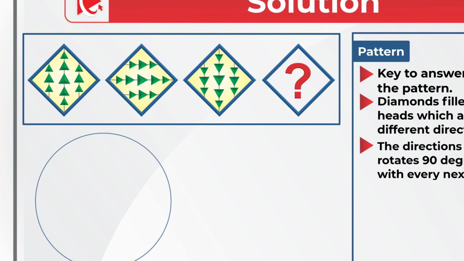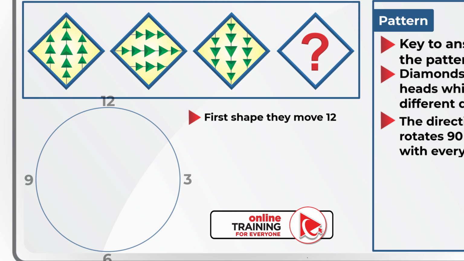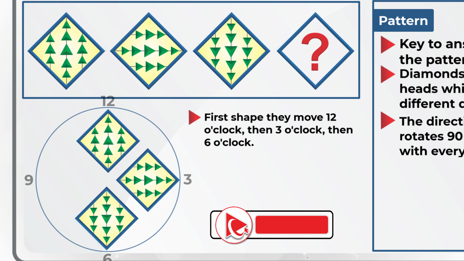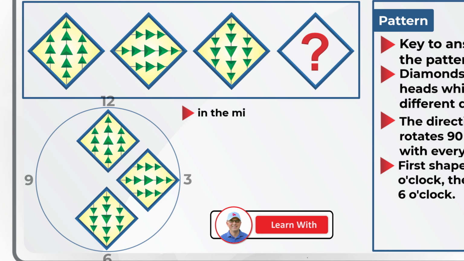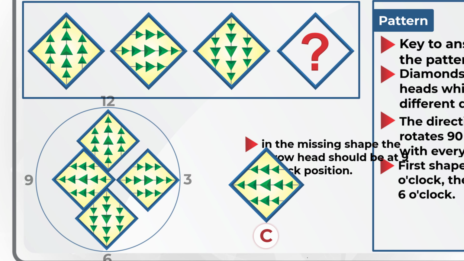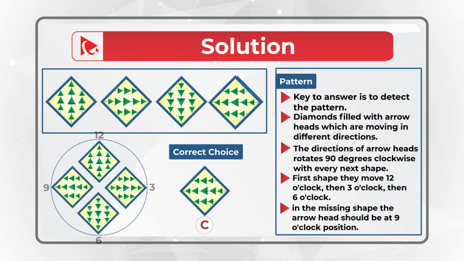For example, in the first shape, they move to the 12 o'clock position of the clock. Then they move to the 3 o'clock position, and then to the 6 o'clock. So if you detected this pattern, in the missing shape, the arrowheads should be at the 9 o'clock position. Hopefully you've nailed this question and now know how to answer similar problems on the test.